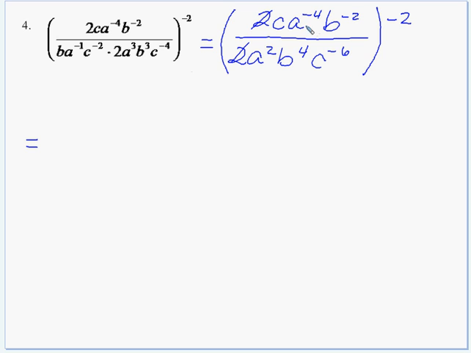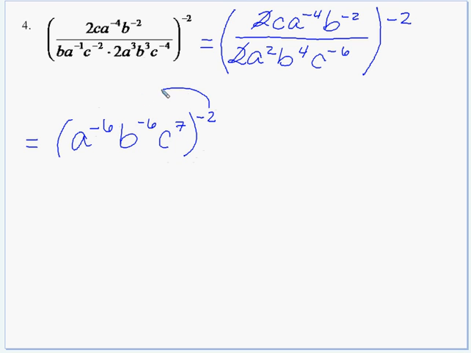So we have negative 4 minus 2 gives us a to the negative 6. And then b negative 2 minus 4 is going to give us b to the 6 as well. And then we have c minus c to the negative 6, so it gives us c to the 7th. And then this will be raised to the negative 2.